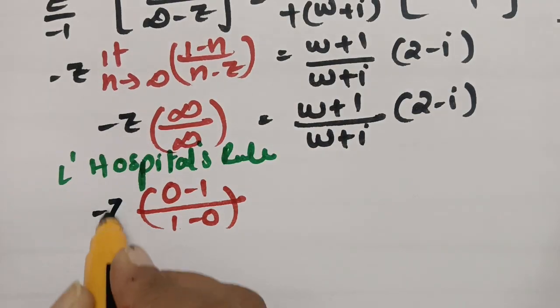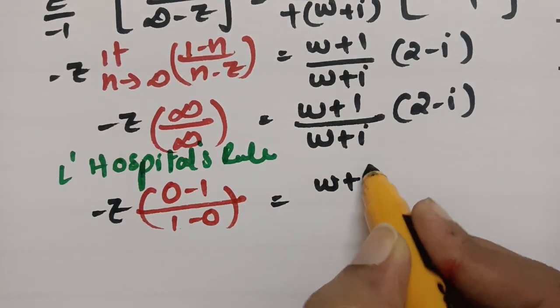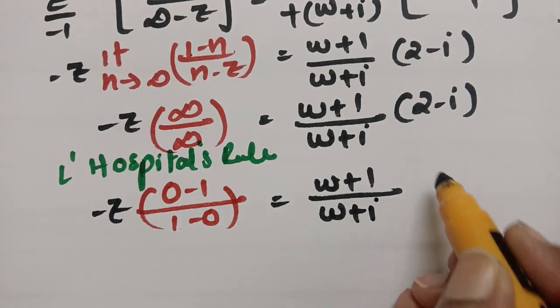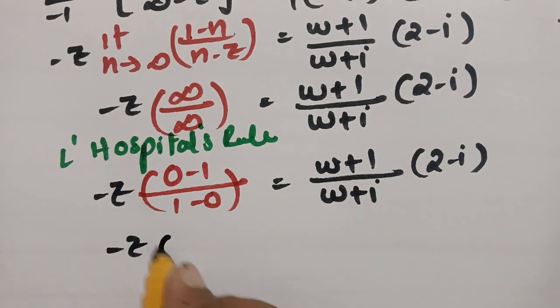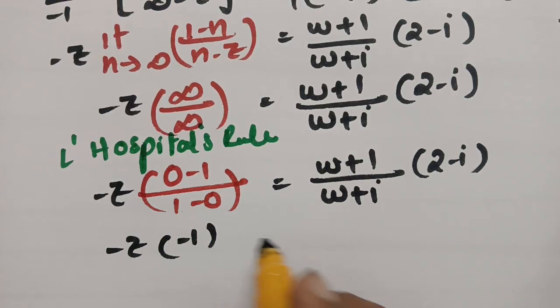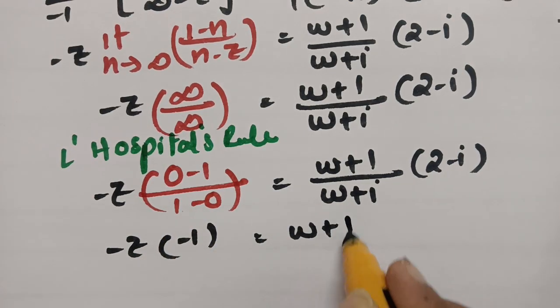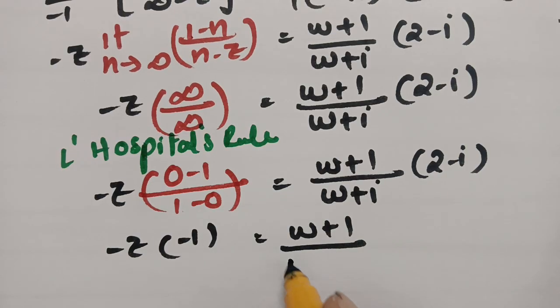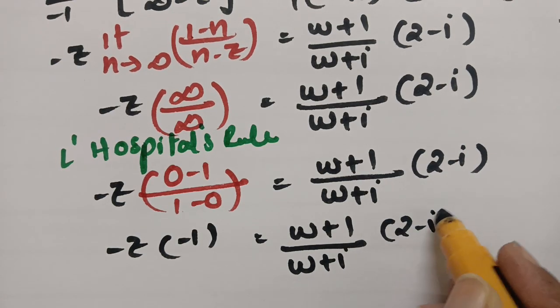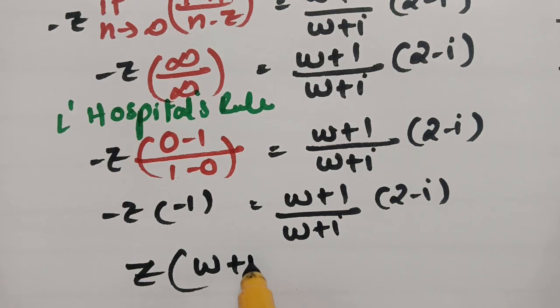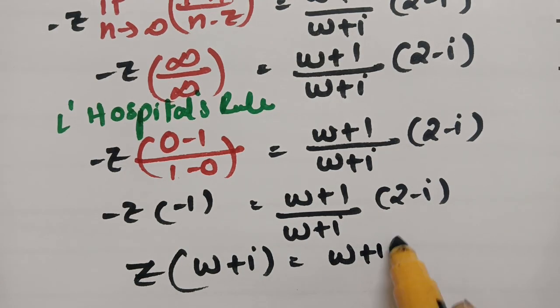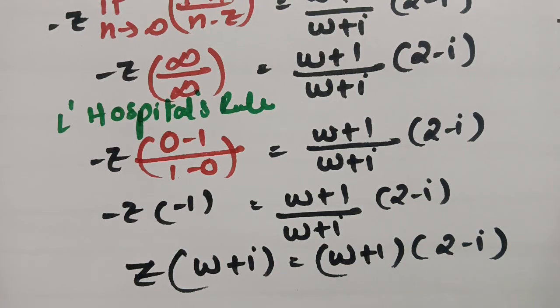So minus z you have to write as it is, and this is w plus 1 by w plus i into 2 minus i. See here, this value is minus 1 and this is plus 1. So minus of minus is going to become w plus 1, and this value is w plus i into 2 minus i. If I multiply, this will be z. So this will be z into, if I send this w plus i to the other side, w plus 1 into 2 minus i.